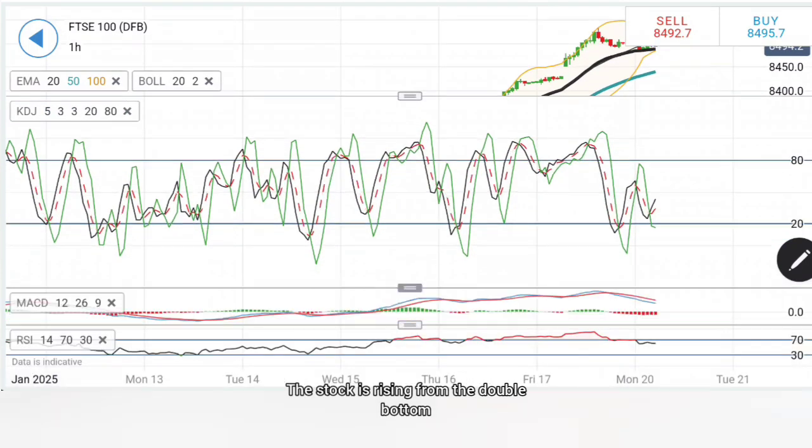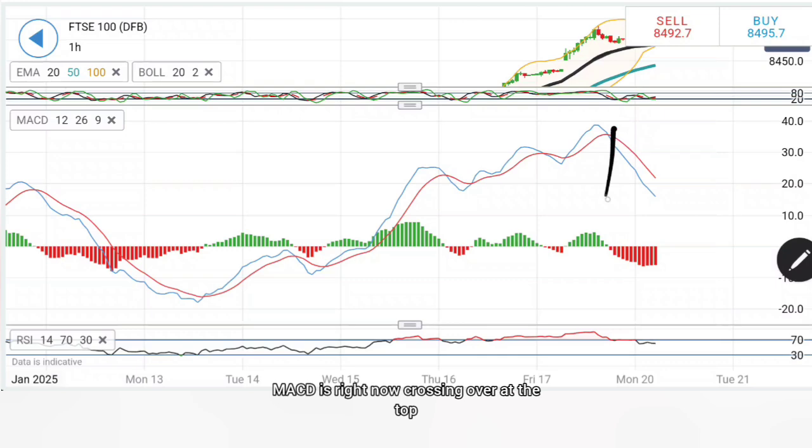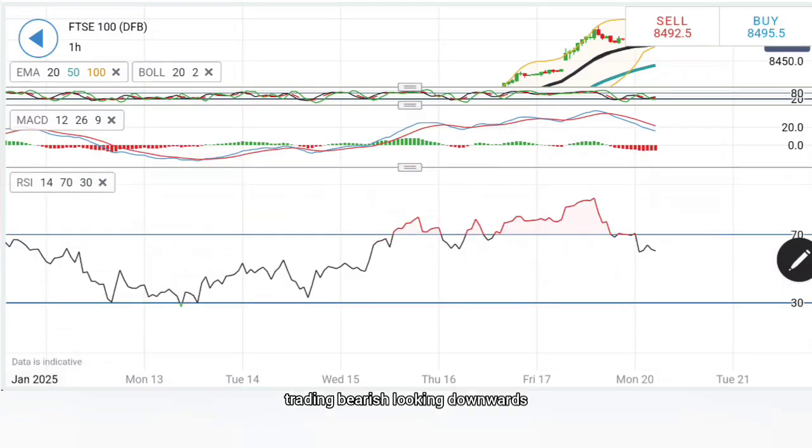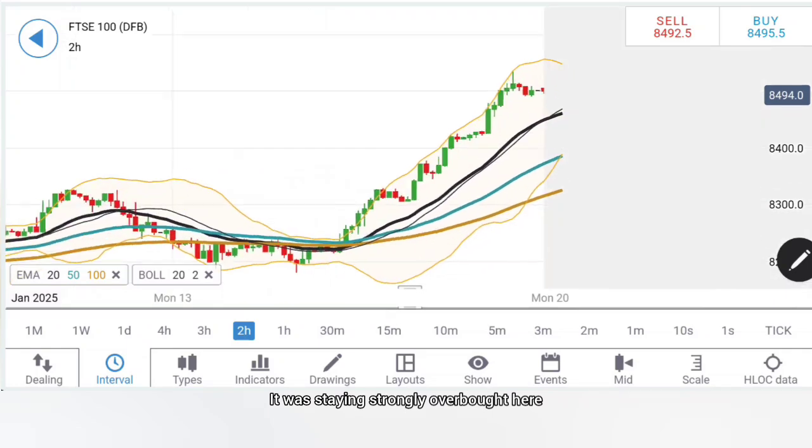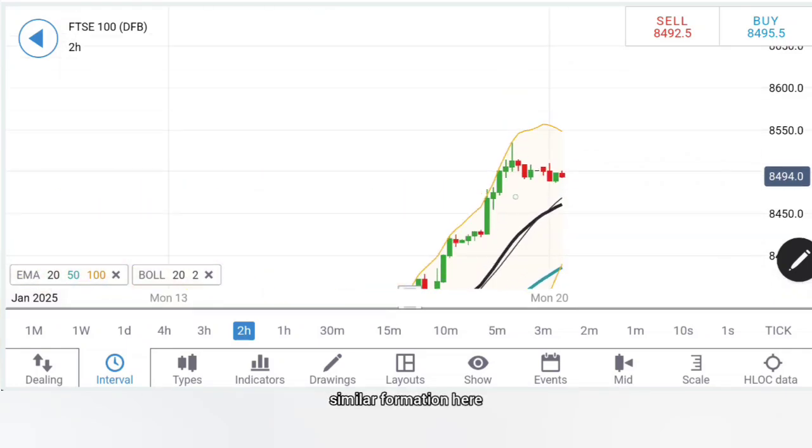Stochastic rising from the double bottom. MACD is right now crossing over at the top, trading bearish, looking downwards. RSI has just come out of the overbought zone. It was staying strongly overbought here. Coming to the 2 hour chart, similar formation here.